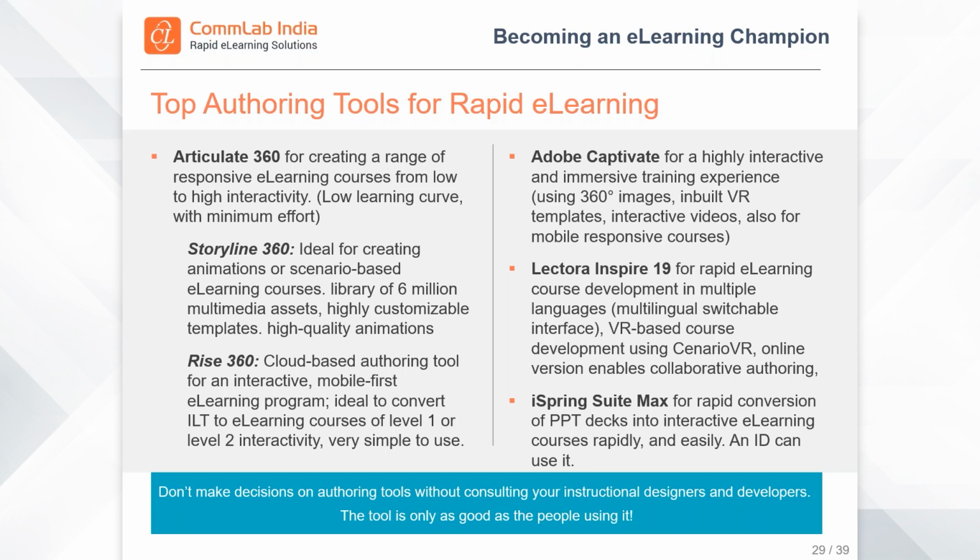Storyline 360 is ideal for creating highly interactive courses. If you want animations, scenarios, if you want your courses to be customizable, then you can go ahead and start with Storyline 360. On the flip side, Rise 360 is a cloud-based authoring tool. If you want quick output, if you want a mobile-first e-learning program, Rise 360 will be the choice of authoring tool you should go for.